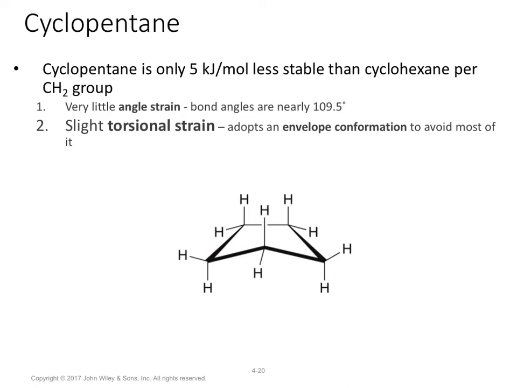Cyclopentane's actually pretty stable. It's just slightly less stable than cyclohexane. There's very little angle strain, and if it adopts one of those conformations like the envelope conformation, it avoids those eclipsing interactions, so there's only slight torsional strain.